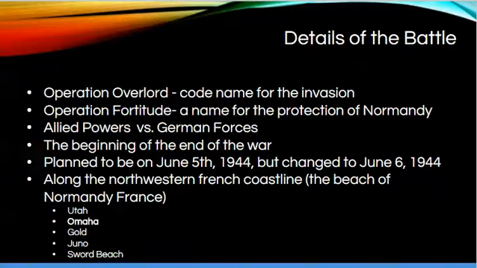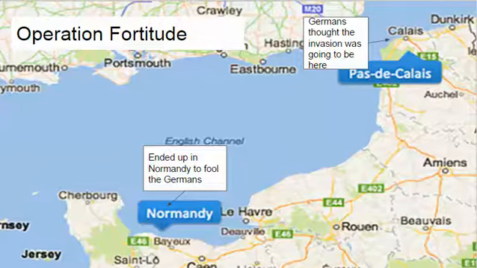the coastline was split up into 5 beaches: Utah, Omaha, Gold, Juno, and Sword Beach. Omaha Beach was one of the bloodiest beaches. Around 2,400 men turned up dead, wounded, or missing. Omaha was 6 miles long, the longest beach out of the 5 beaches.